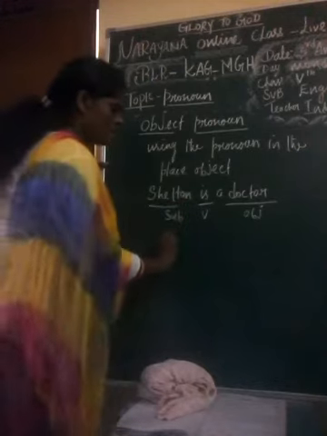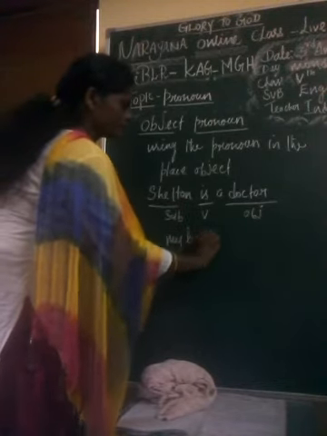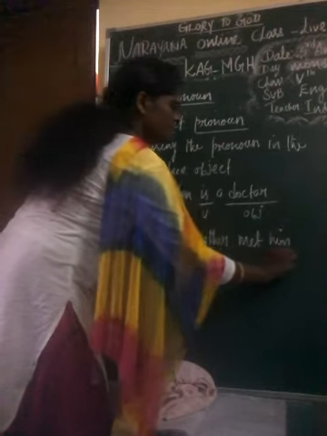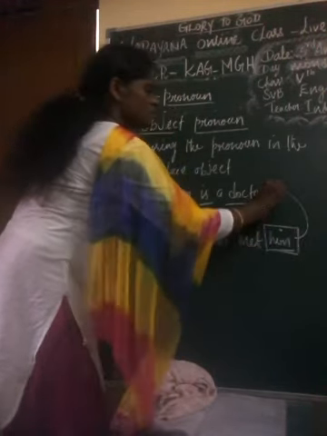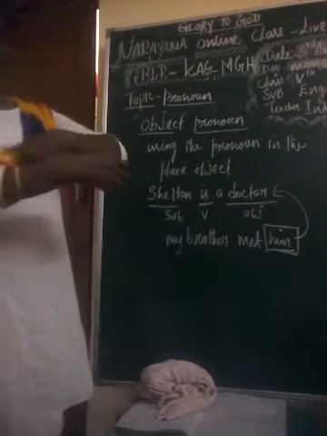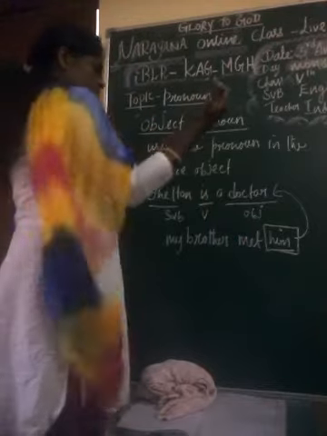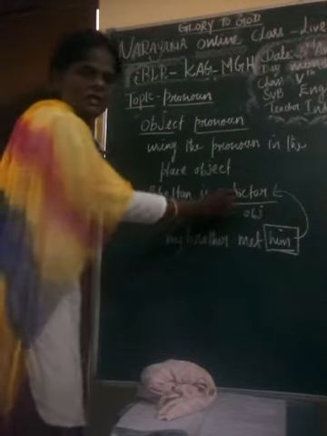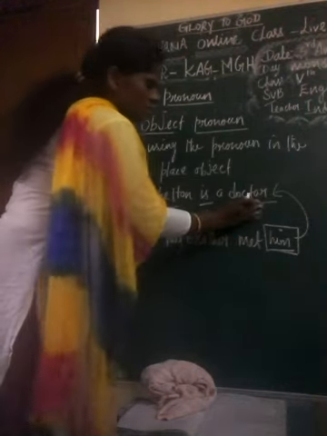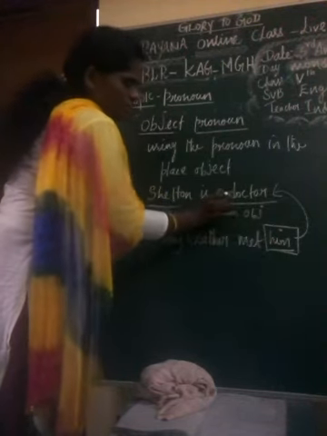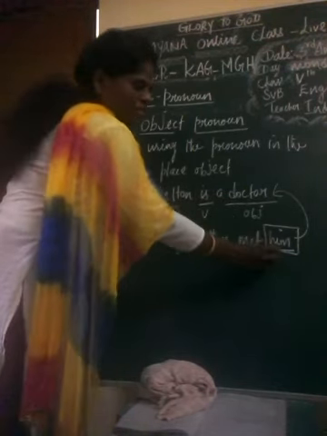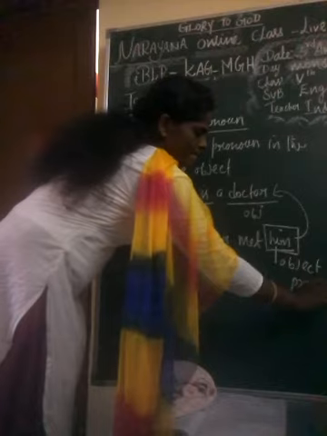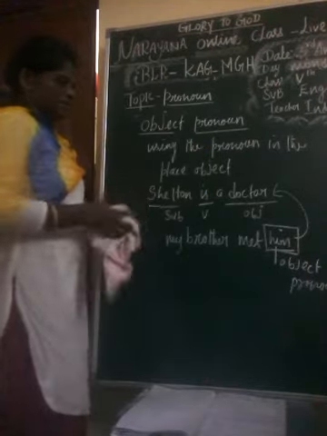Shelton is a doctor. My brother met him. This him refers to the doctor. So I used the pronoun in the object. My brother met Dr. Shelton. Instead of using Dr. Shelton, I used him. So here it is the object pronoun. This is the example. I'll give you another example for you.